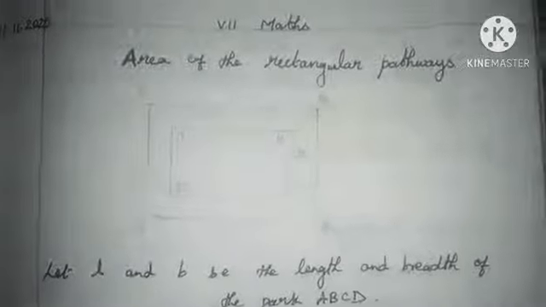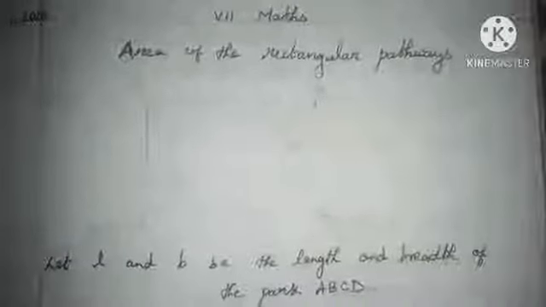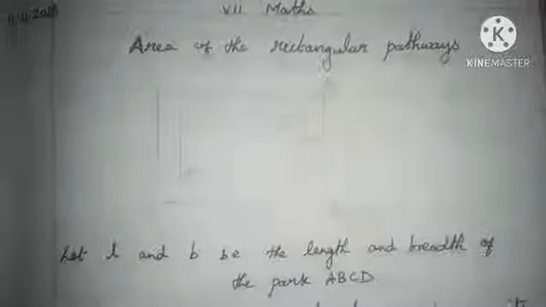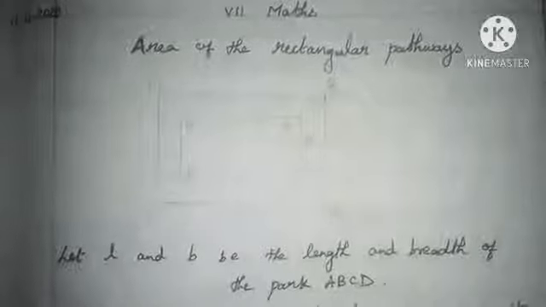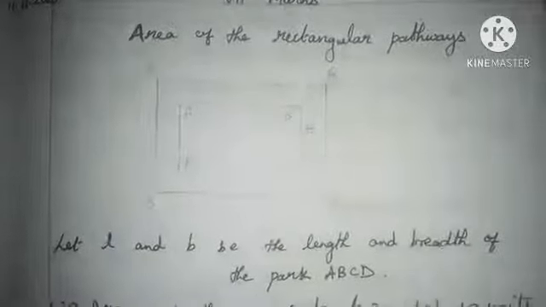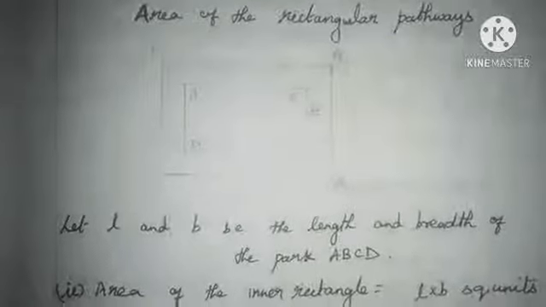Good morning, children. Today we are going to see how to find the area of rectangular pathways. In the last session, we revised how to find the area of circular pathways. The area of a circular pathway can be found by the area of the outer circle minus the area of the inner circle. In the same way, now we are going to see how to find the area of rectangular pathways.